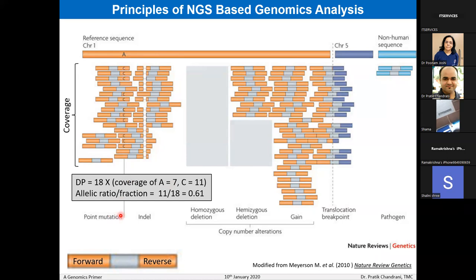Now, in this second example of an indel, you see that some piece of DNA is missing. There is no orange bar here.